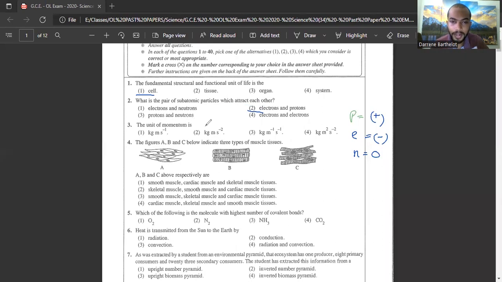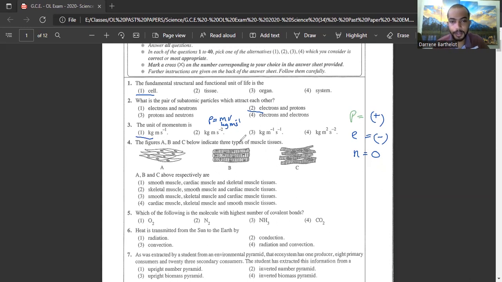Next one, question number 3. The unit of momentum is... momentum is equal to mass into velocity, right? Mass is measured in kilograms, velocity is measured in ms^-1. So the answer should be kilogram meters per second. Answer is the first one.